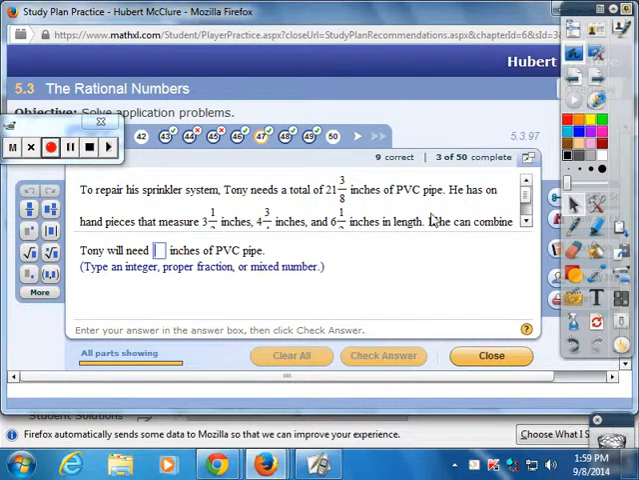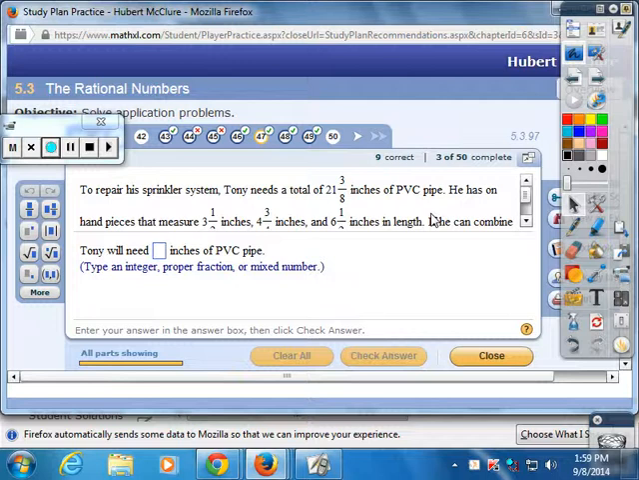To repair a sprinkler system, Tommy needs a total of 21 3/8 inches of PVC pipe. Y'all know what PVC pipe is? It's the white pipe that's in your house. Water pipe. It's the best stuff in the world, because before then you had to deal with copper pipes, and that was a pain in the rear. It's the best stuff since sliced bread. If you ever worked on a water line that wasn't PVC, you'd love it.